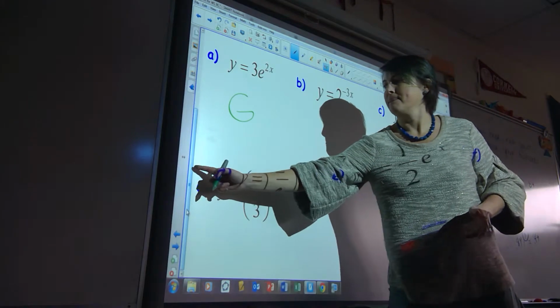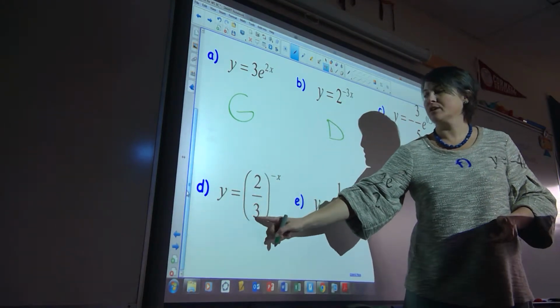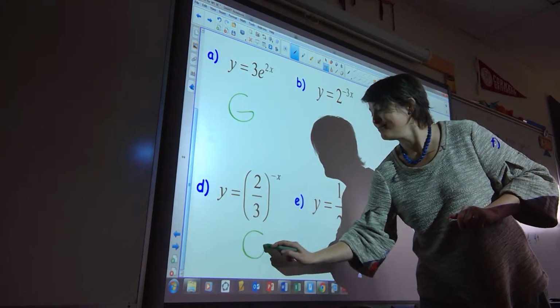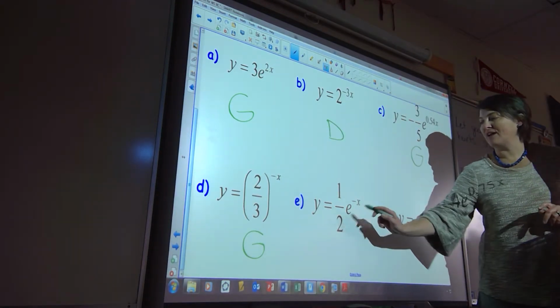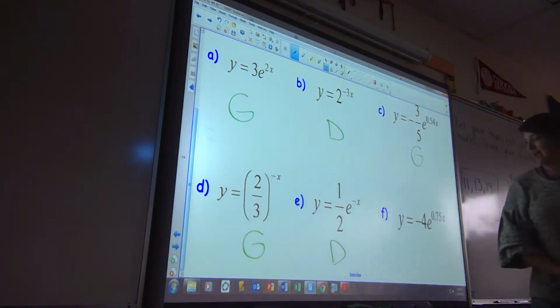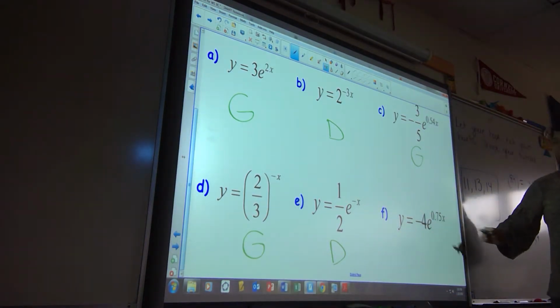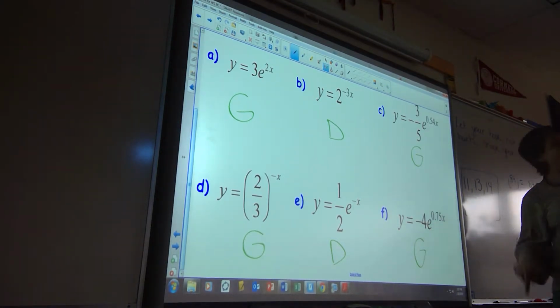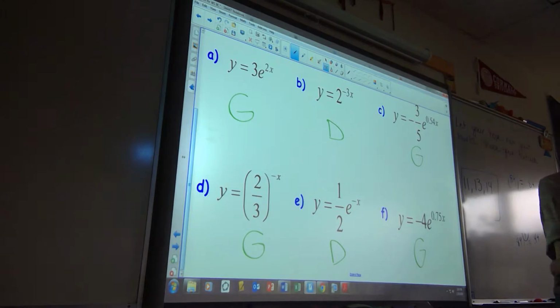What about this one? You got a 2/3 to the negative x. Growth. That one's actually growth. A 1/2 e to the negative x. Decay. That one would be decay. And then negative 4 e to the 0.75. Growth. That one would be growth. Now this one would be growing down. It would be growing negatively.